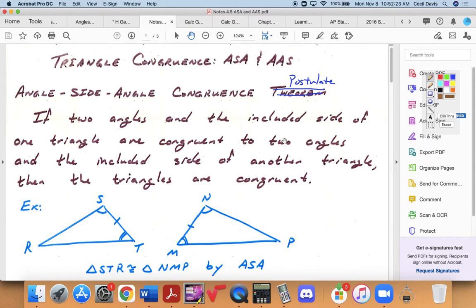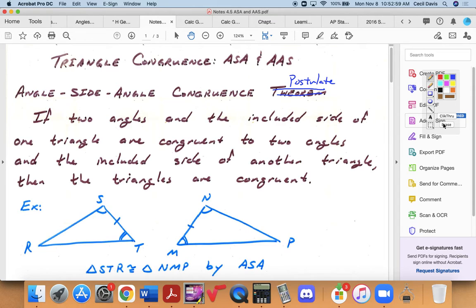If two angles and the included side of one triangle are congruent to two angles and the included side of another triangle, then the triangles are congruent. Again, notice that you have to have two angles and the side that's in between them. So it has to be the same for both. If you have two angles and the side in between them on one and two angles and the side not in between them on the other, it doesn't work. It's got to be the same for both. So this is an example of angle side angle to prove these two triangles congruent.